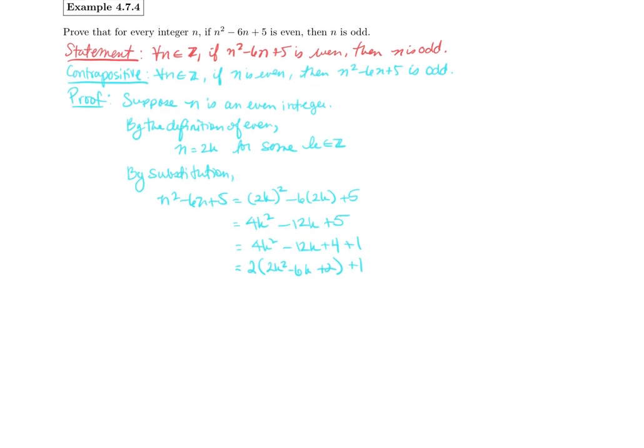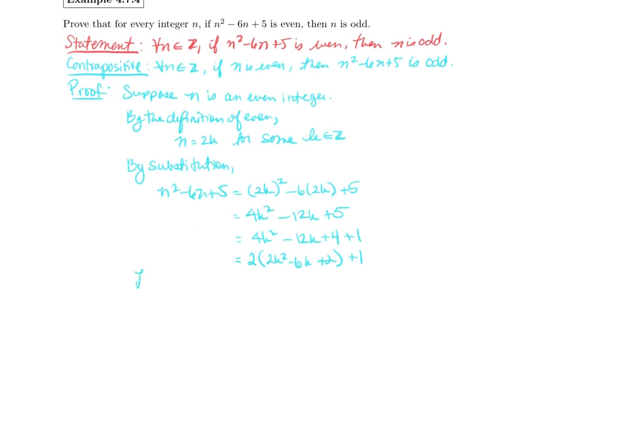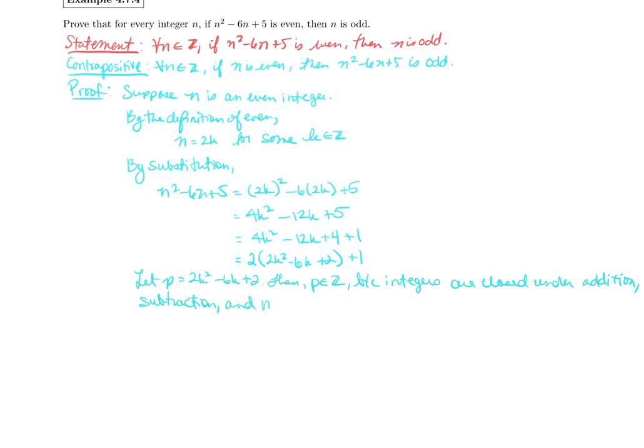And now this is where we can let p equal the 2k squared minus 6k plus 2. Then we know that p is an integer because integers are closed under, and let's see what all we have here, we have addition, subtraction, and multiplication. So we'll put them all in: under addition, subtraction, and multiplication.